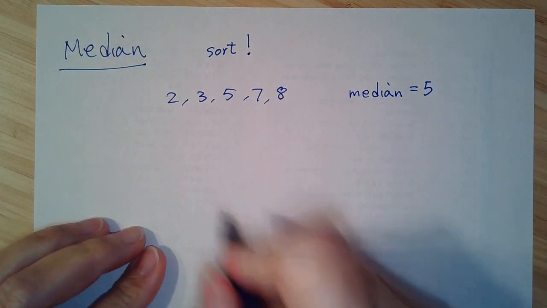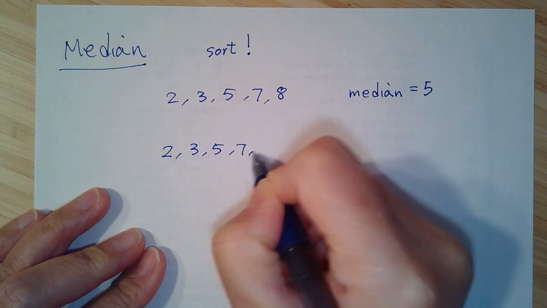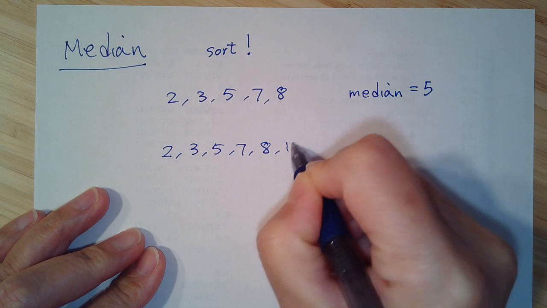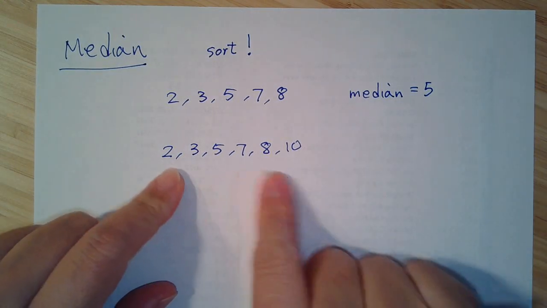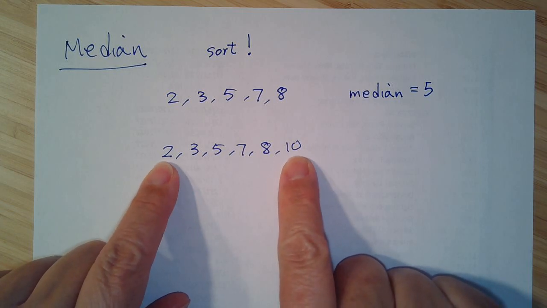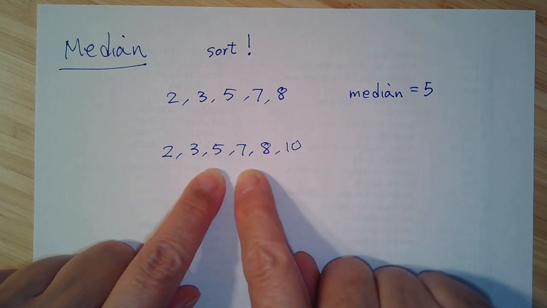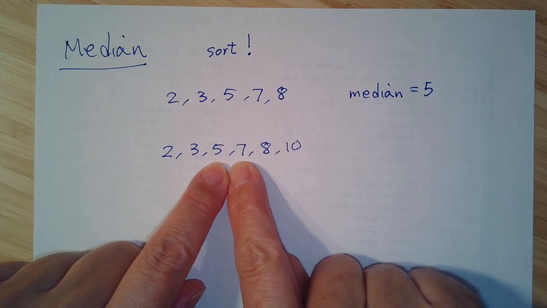Okay? Now what about if I give you 2, 3, 5, 7, 8, 10? What are you going to do when you have 6 numbers? Again, use your finger, go from both ends to the middle. You go 1, 2. Now, you see the problem. I don't have a single number in the middle. Instead, I have 2 numbers in the middle. Then, to find the median, take the average of them, which means add them up and divide by 2.